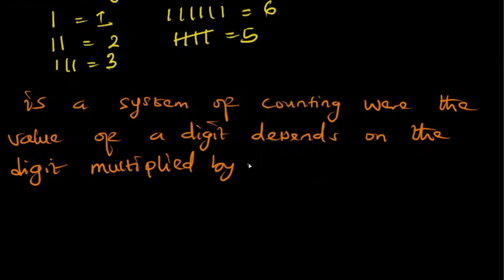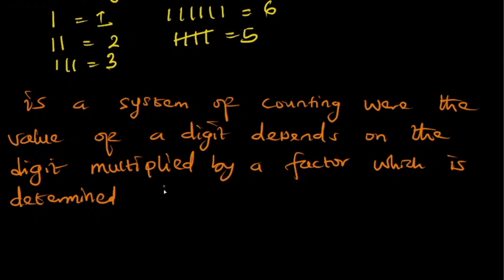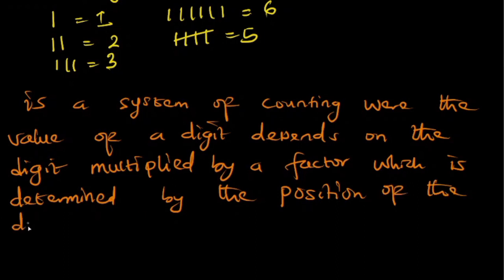By a factor which is determined by the position of the digits and the base. Good. So this is basically what positional notation is all about.